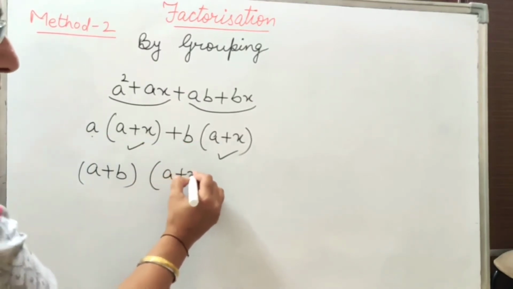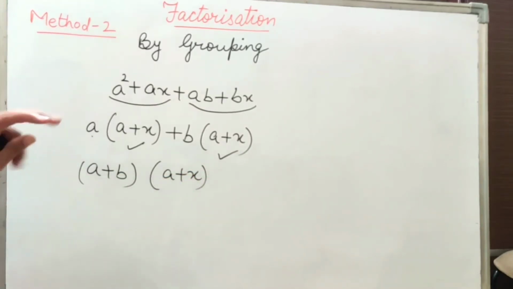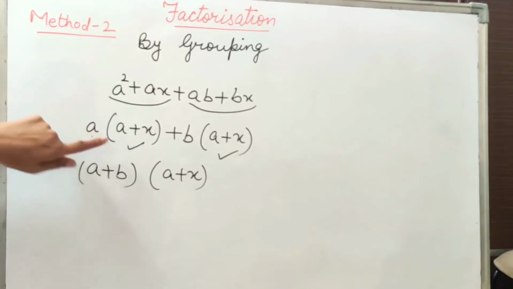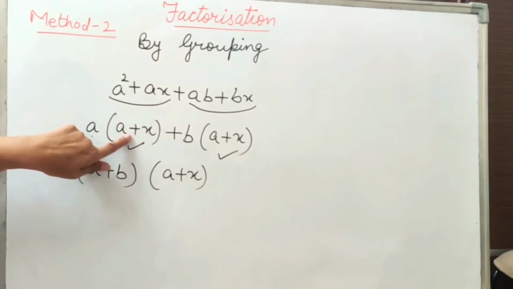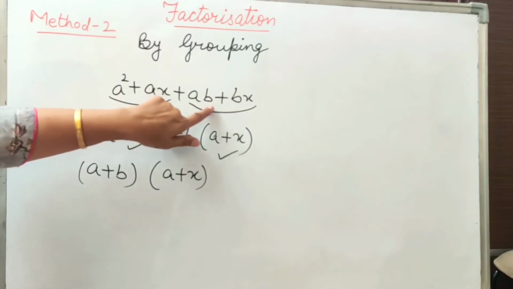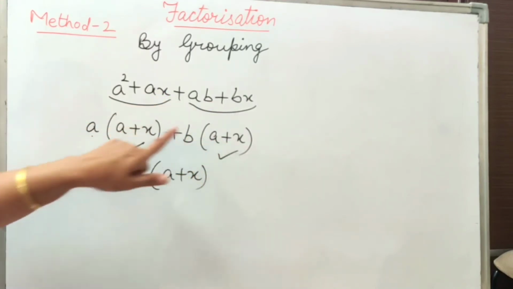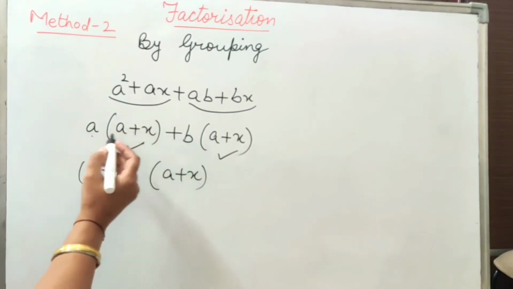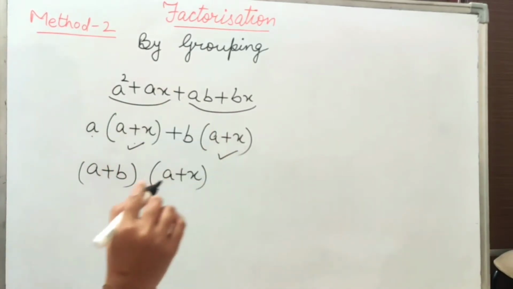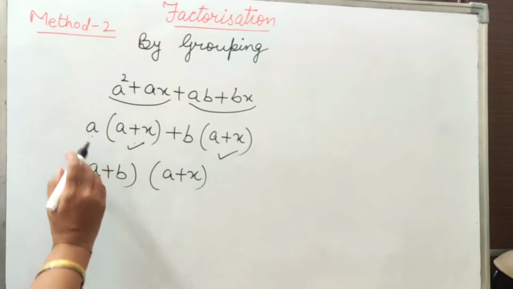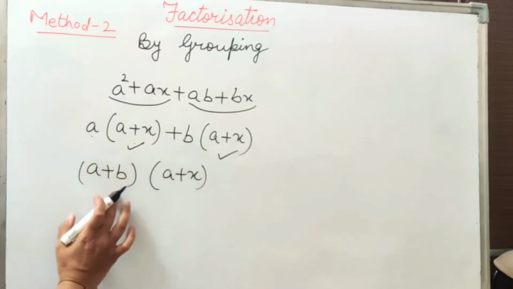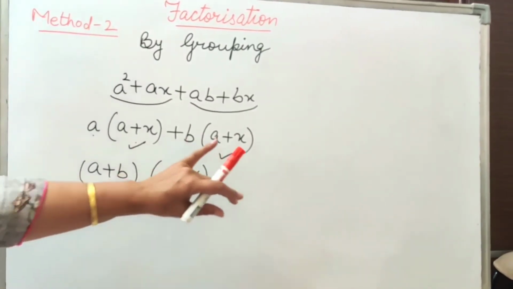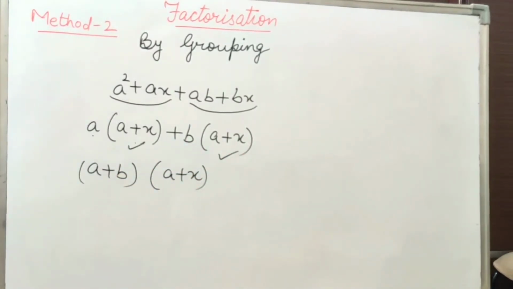So students, make sure that when you take out the common factor from the first group, this is the quotient, and when you take out the common factor from the second group, this is the quotient. The quotient must be the same. Then in the next step, in the first bracket you will write the common factors, and in the second bracket you will write the common quotient. So this is the grouping method.